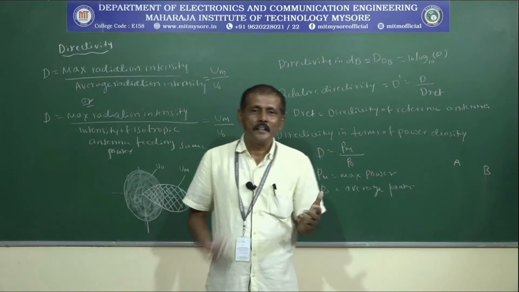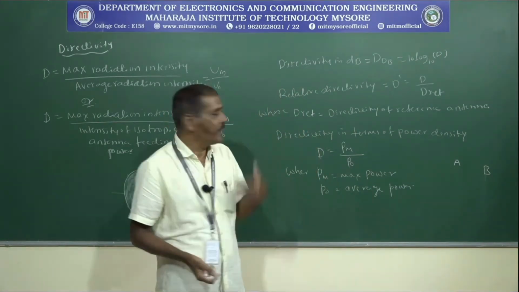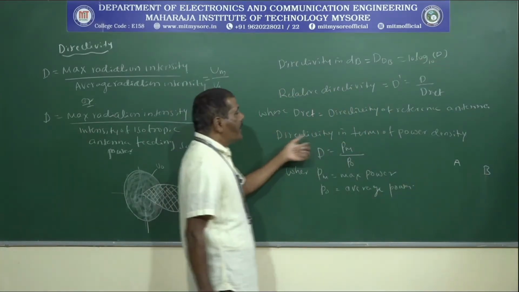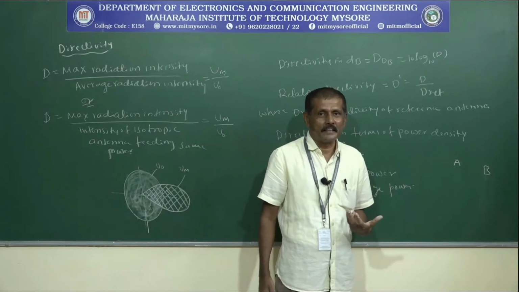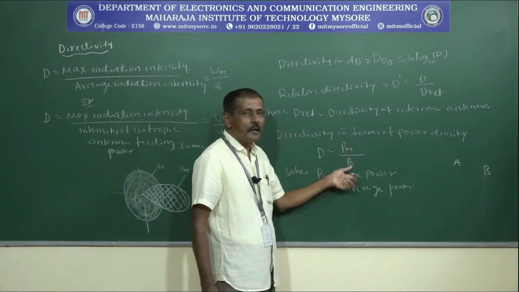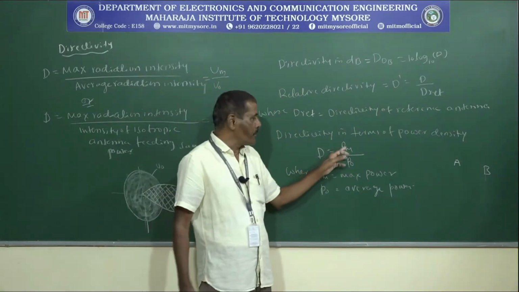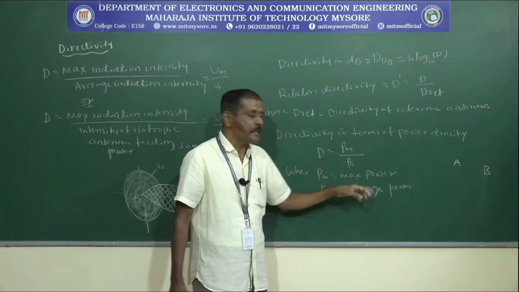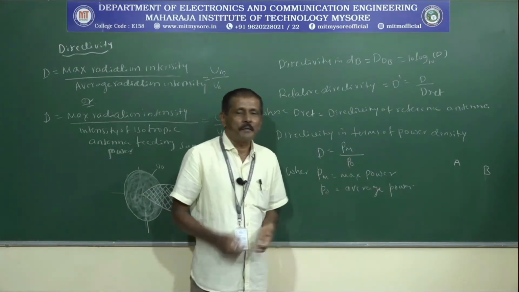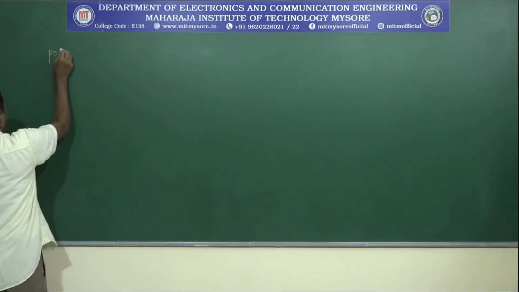Here what we are doing is checking the performance of your antenna against a reference antenna, for example B. Then, directivity in terms of power density, if you want to calculate it, is D equal to Pm divided by P0, where Pm is the maximum power radiated from the antenna and P0 is the average power radiated from the antenna.